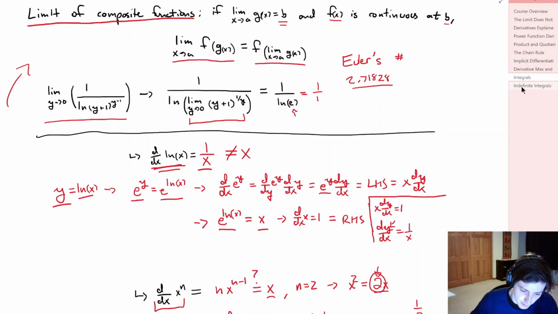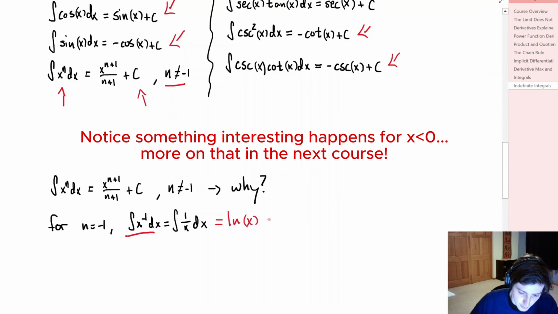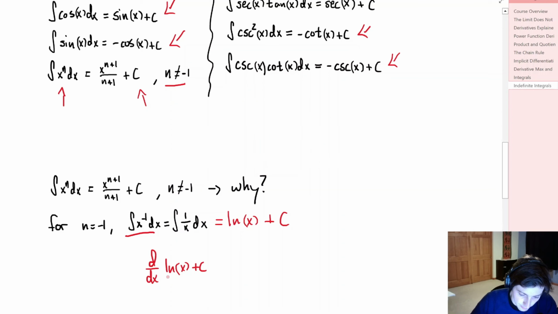So now if we take that result and go backwards, the integral of 1 divided by x dx is equal to the natural log of x. But again, don't forget that plus c, because if we take the derivative with respect to x of the ln of x plus c, we know that that is going to be equal to 1 over x. So that's where this condition that n cannot equal minus 1 comes from.